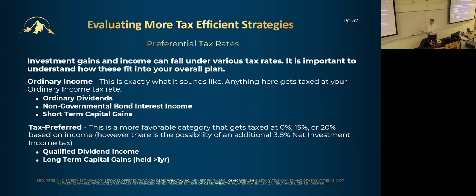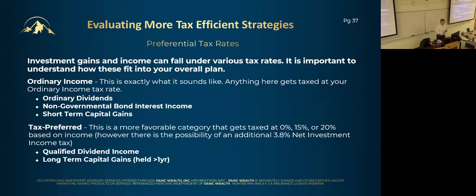So in our ordinary income, this is the stuff you're familiar with. This is the stuff that you'll pay on W-2 income, that you'll pay on pension income, any of that sort of stuff. And it's exactly what it sounds like. Anything here gets taxed at your ordinary income tax rate. So we're talking about ordinary dividends. So these would be dividends from stocks that haven't been held for very long, non-governmental bond interest income. So pretty much everything that's not a municipality or a treasury, fully taxable at ordinary income rates.